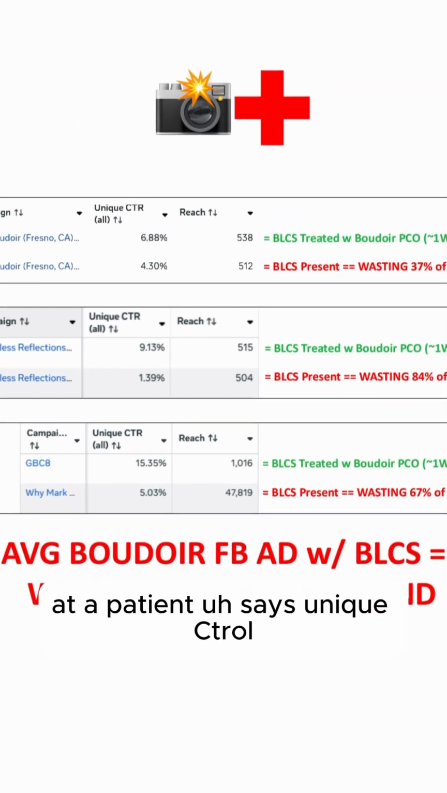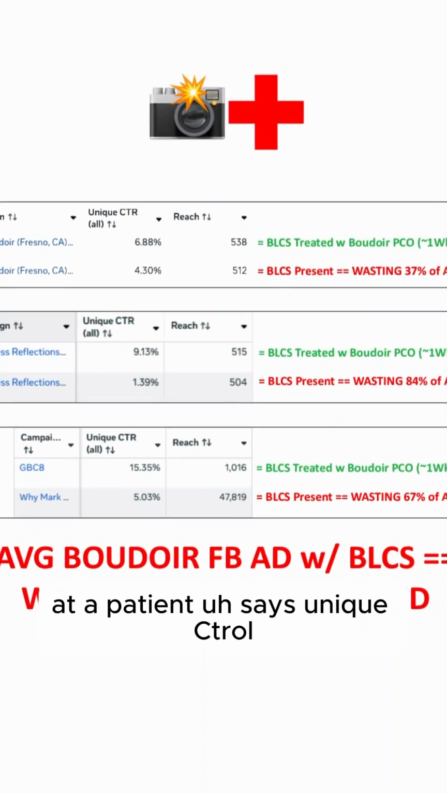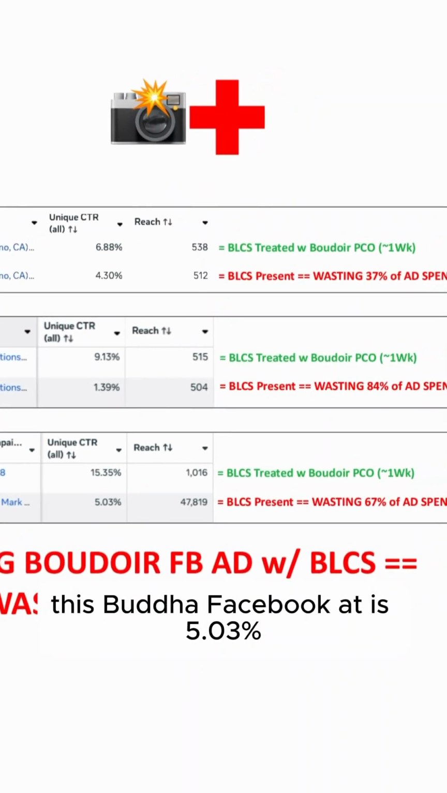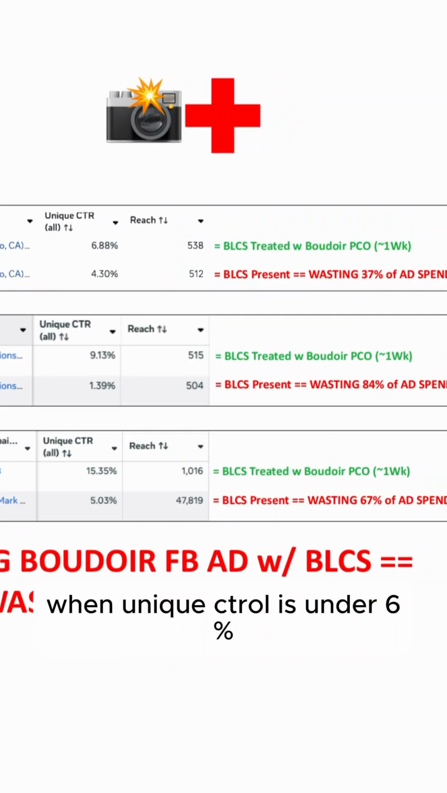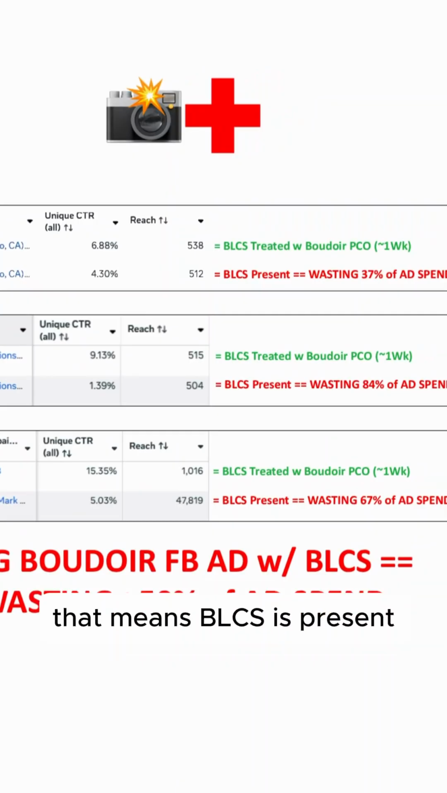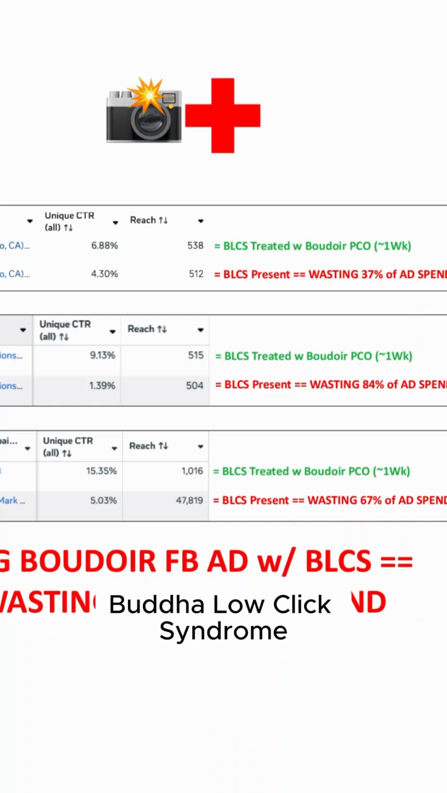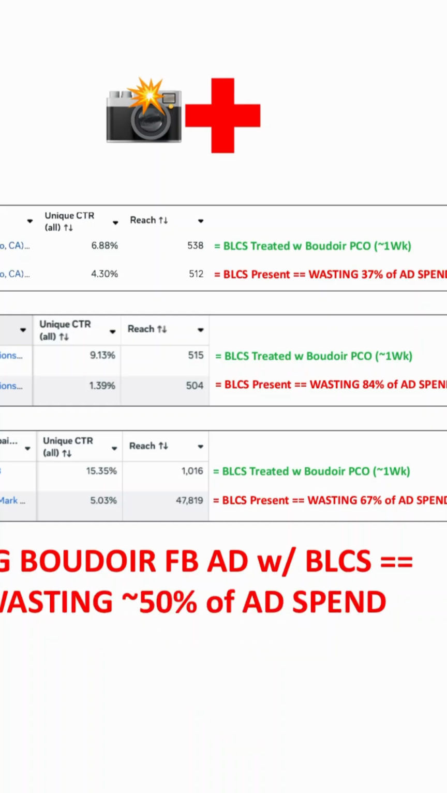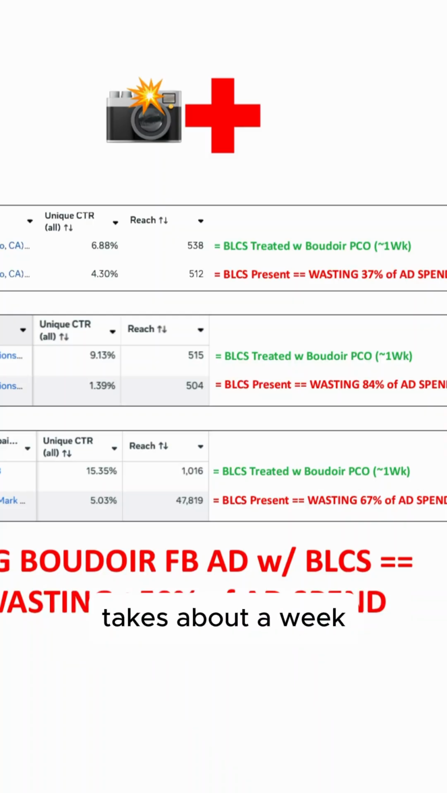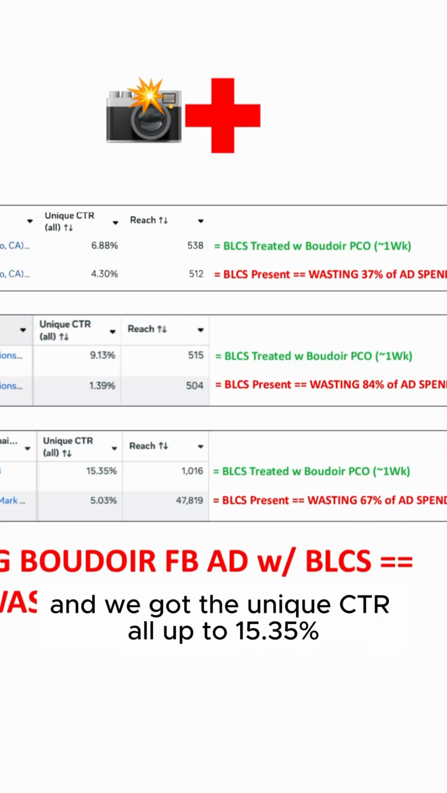Finally, had a patient whose unique CTR on his Boudoir Facebook ad is 5.03%. When unique CTR is under 6%, that means BLCS is present, Boudoir low click syndrome. So we know we can treat it with Boudoir Pico. It takes about a week. And we got the unique CTR up to 15.35%.